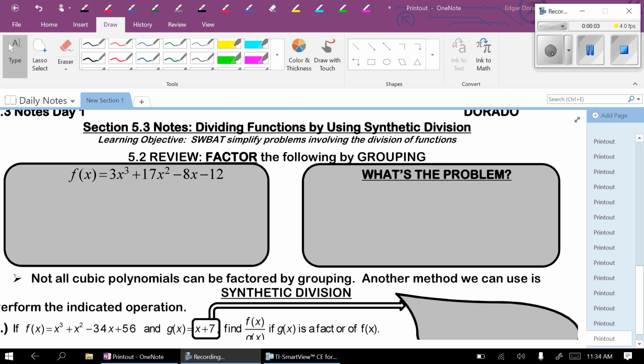Hi guys, today we're going to talk about how we divide functions by using synthetic division. But before we even get to that point, let's go back and review a little bit of what we did on prior days regarding how to factor higher degree polynomials by grouping. So we know how to do that. So I'm going to start off here.